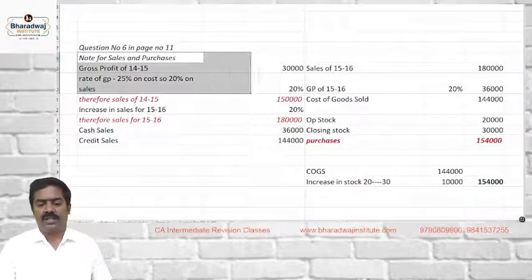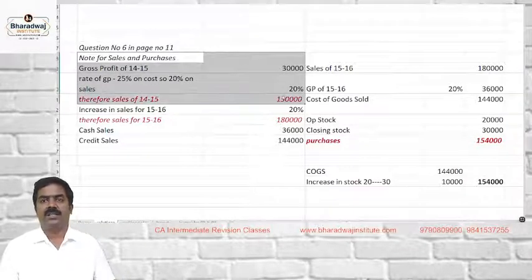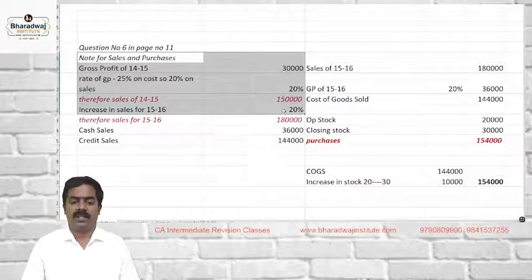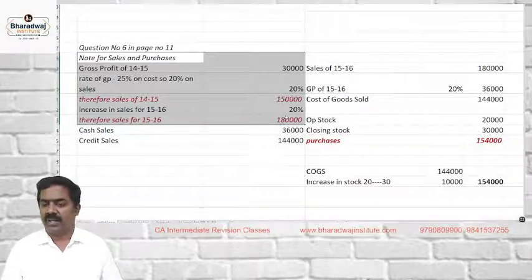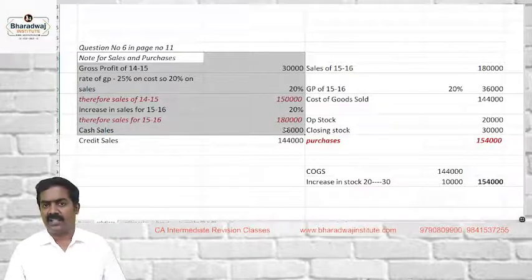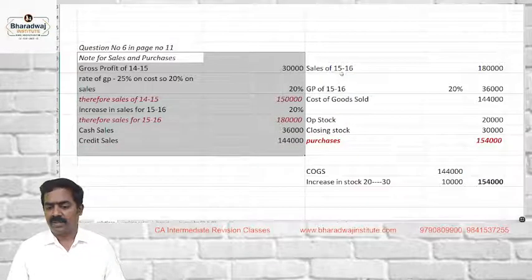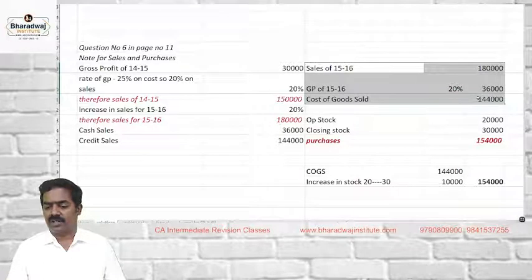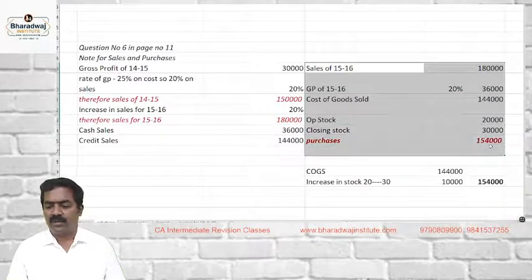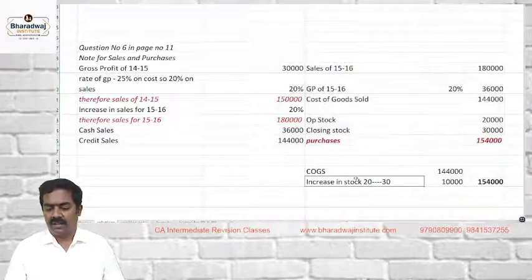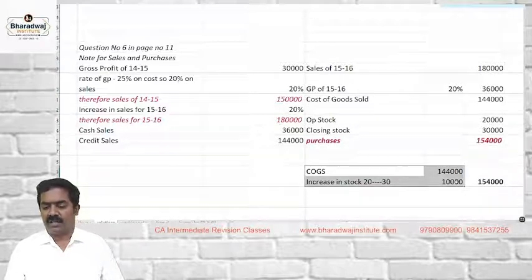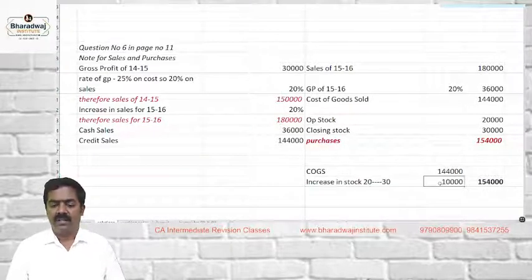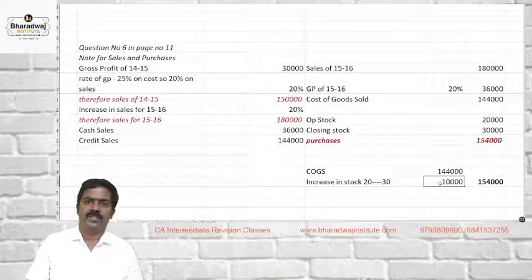So based on last year GP, we worked out last year sales, trend 20%, 1,80,000 is sales for current year, 20% cash sales, balance is credit sales. Then sales minus GP gives us cost of goods sold. Using that formula, we find out purchases. Or this is an alternative way. Cost of goods sold plus increase in stock will give us what? Purchases for the year.